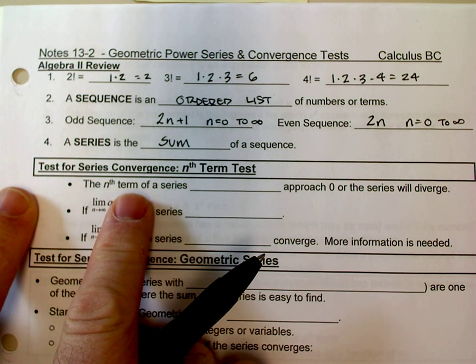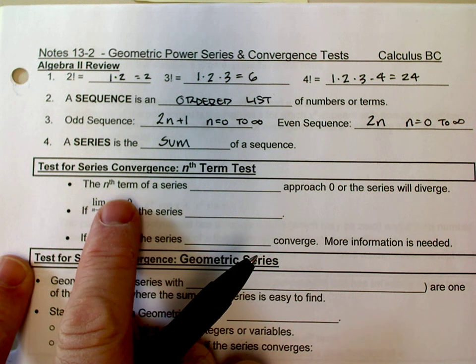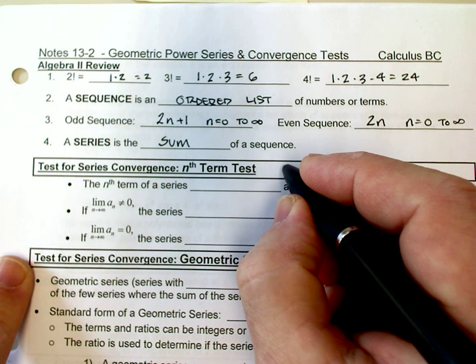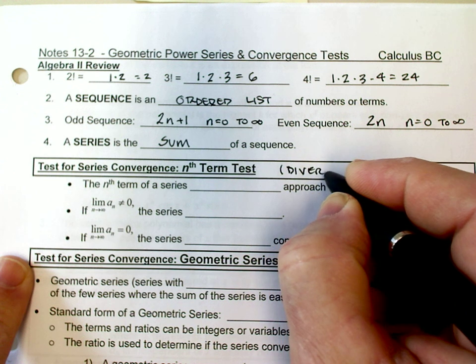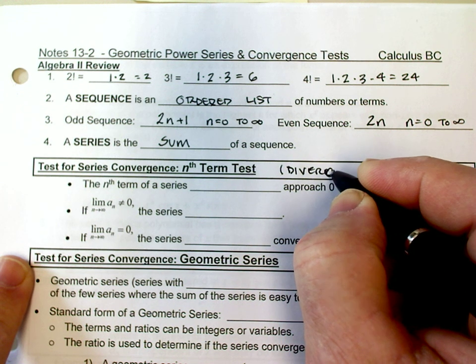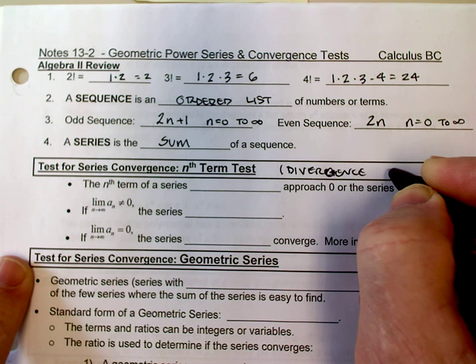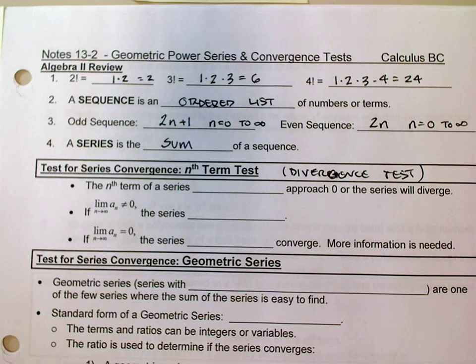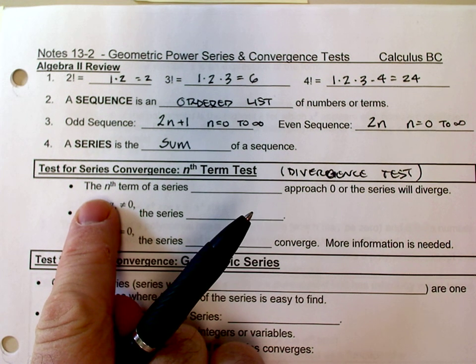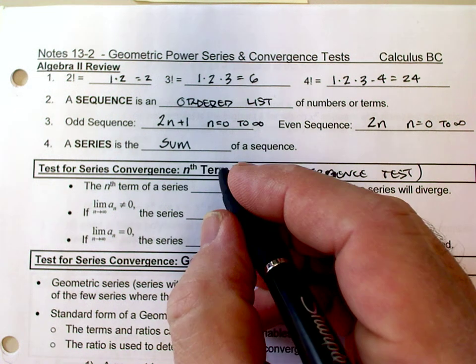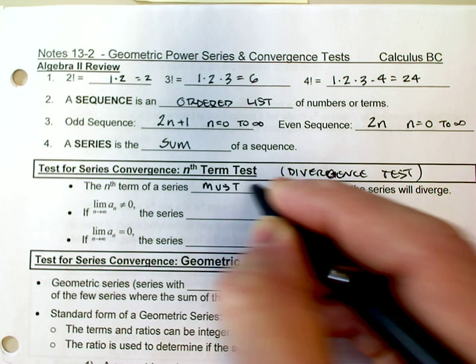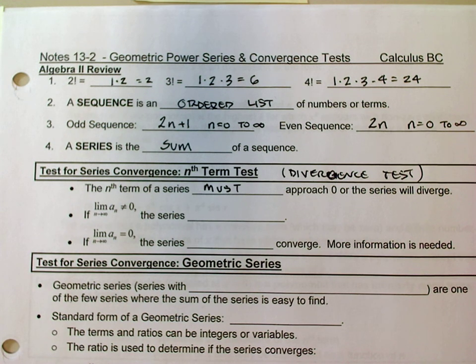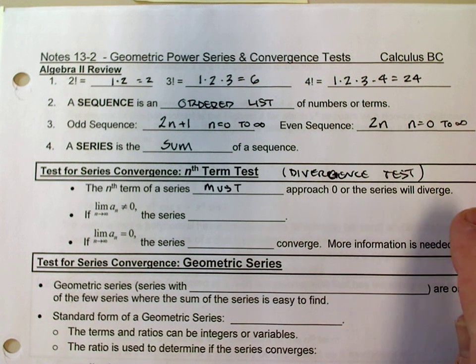Let's review what we did in our previous lesson, and that was our nth term test. The nth term test is sometimes called the divergence test. It's called that because it basically will tell us if something diverges or not. And the way that's determined is, first of all, the nth term must approach 0, or if not, then the series will diverge.